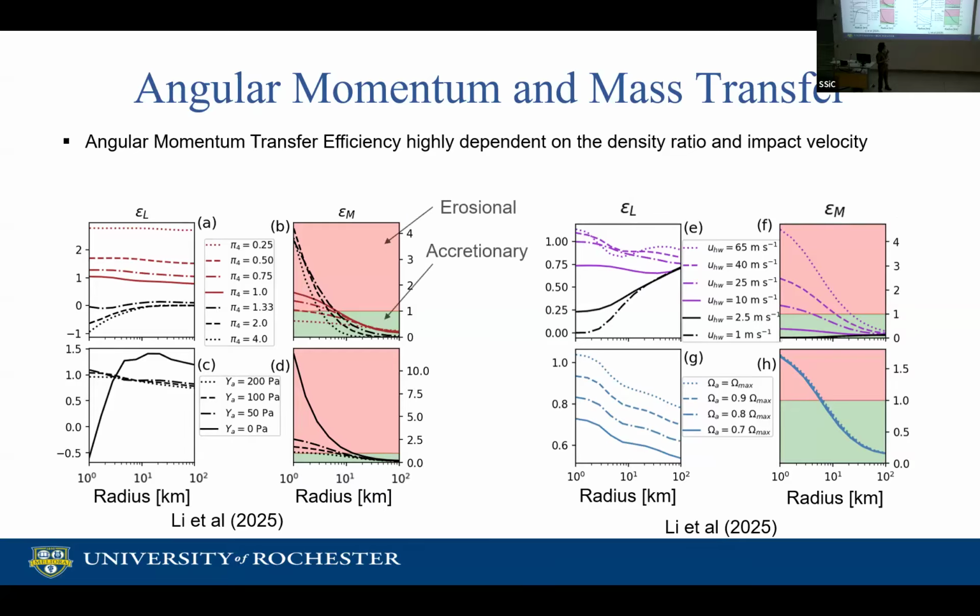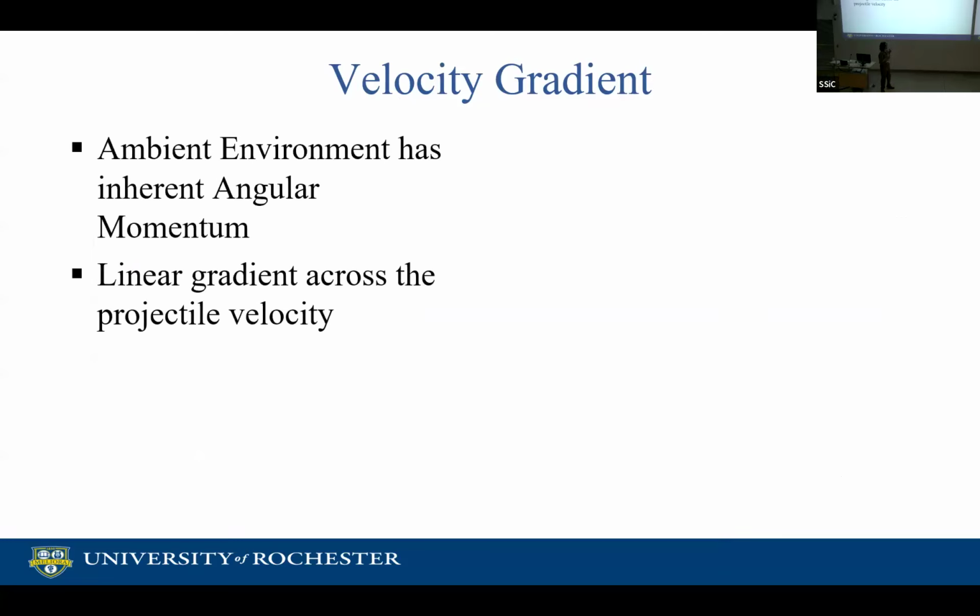For the mass transfer specifically, we have the erosional regime located in red and the accretionary regimes in green. So for a lot of larger planetesimals, we end up in the accretionary regime. But even for the lower radii planetesimals, we still have plenty of cases and scenarios where we are in the accretionary regime.